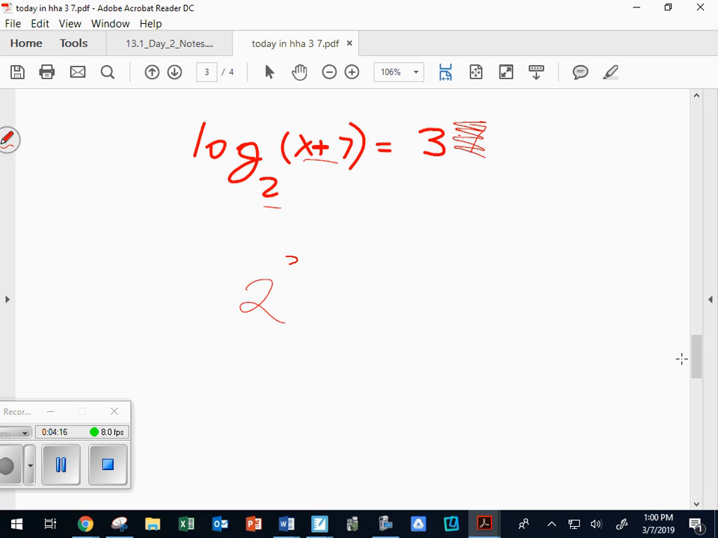Two to the third, and then you come back for this part, equals x plus 7. And what's the last step? Solve. So how do you solve? You get the x alone. So what's the last step, AE?